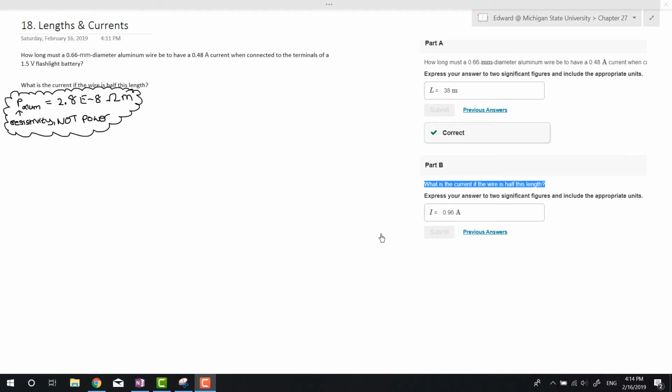Alright, so for everyone in Physics 184, this is the last problem of Chapter 27 in Mastering Physics. So question 18. Let's get right into it.